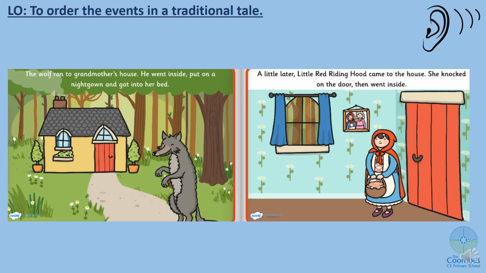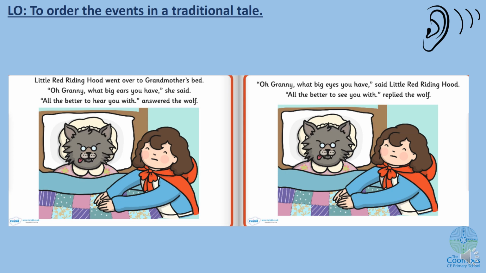The wolf ran to Grandmother's house. He went inside, put on a nightgown, and got into her bed. A little later, Little Red Riding Hood came to the house. She knocked on the door, then went inside. Little Red Riding Hood went over to her grandmother's bed.